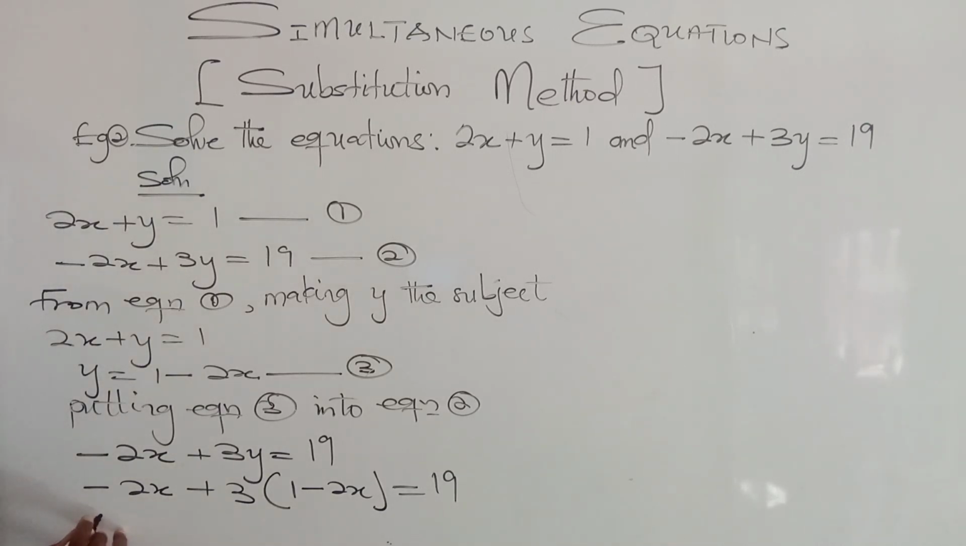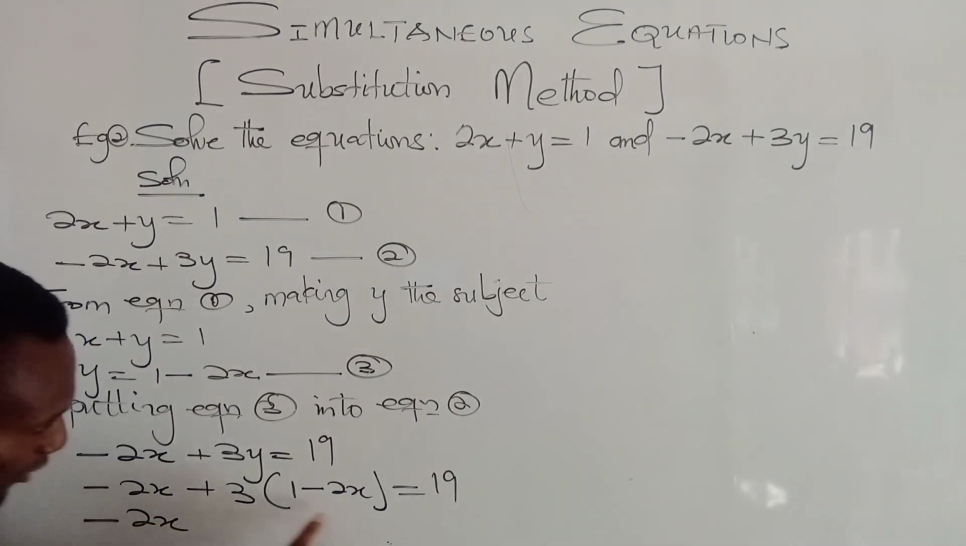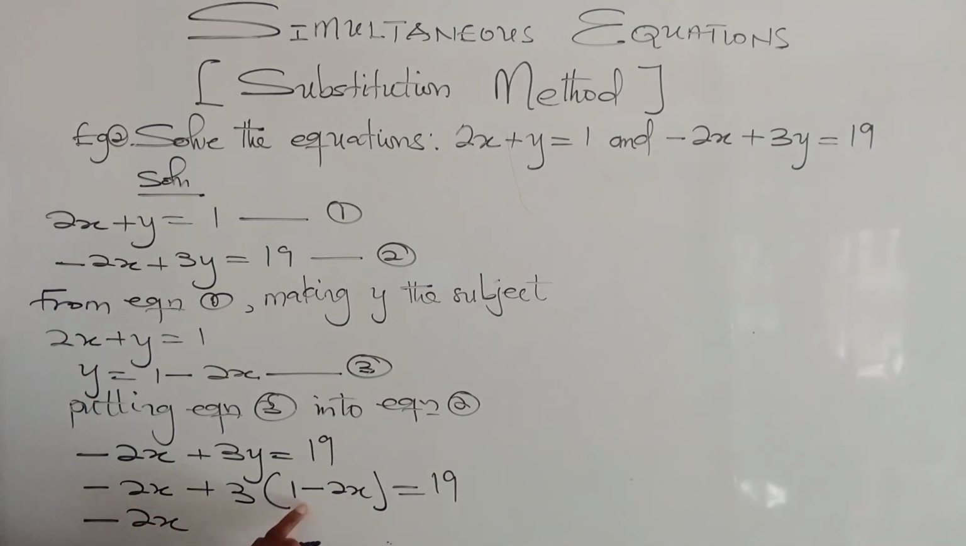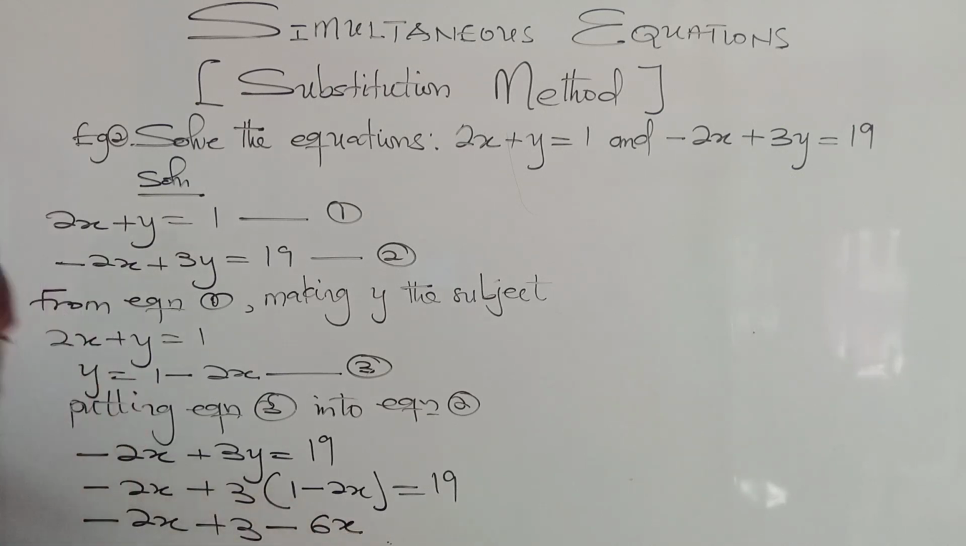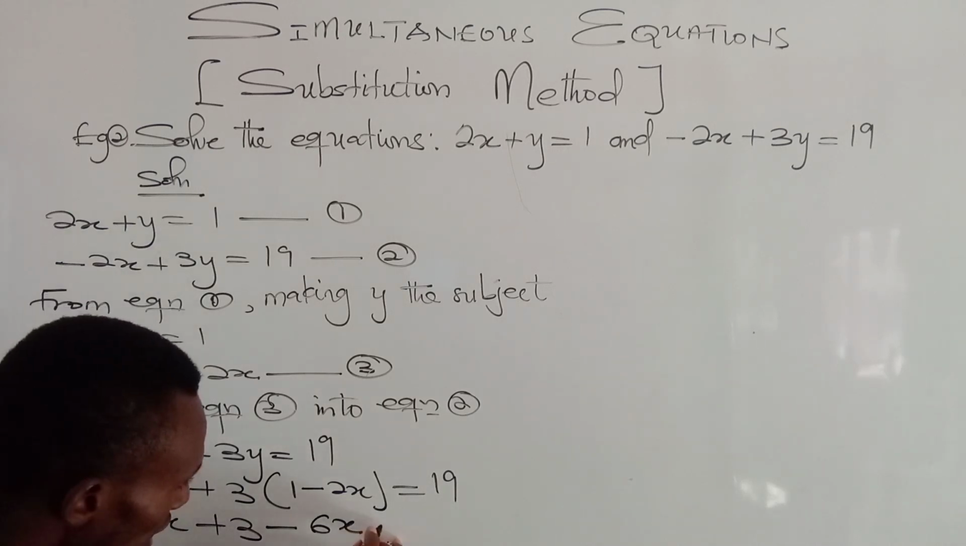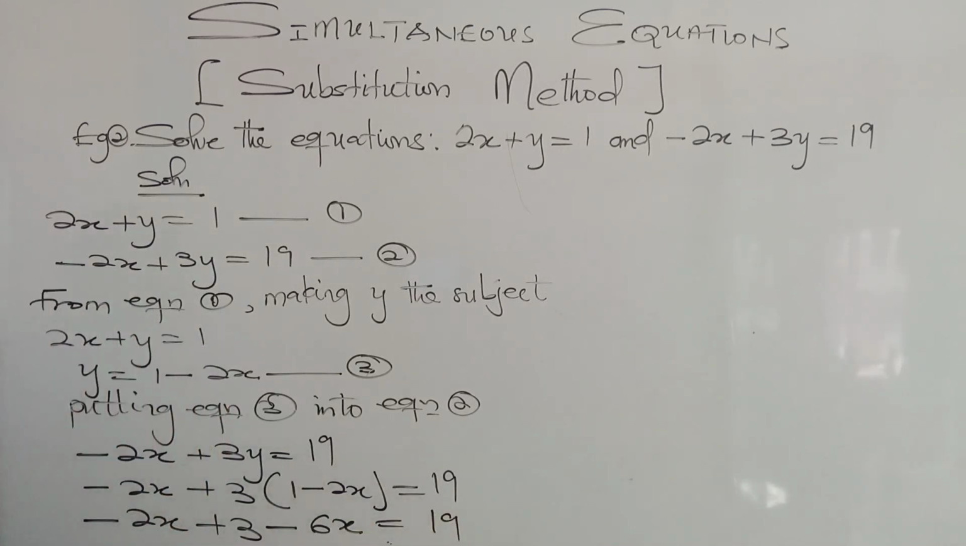So I'm going to repeat my minus 2s, and this positive 3 will open its bracket. Positive 3 times 1 gives positive 3, and positive 3 times minus 2s gives minus 6s. I hope you understand and you agree with me up to this point, equals to the 19. Now let's group like terms and solve further.